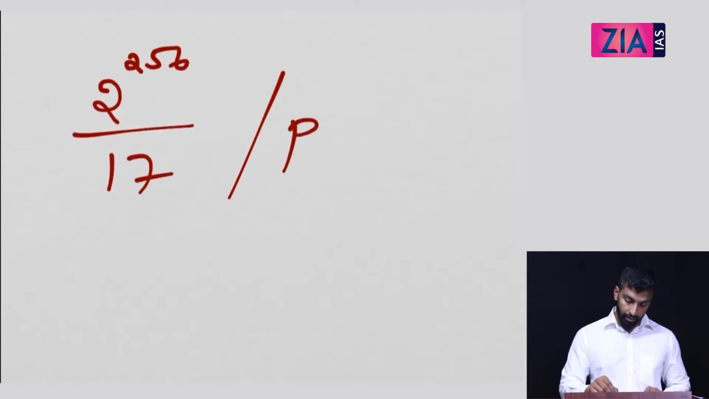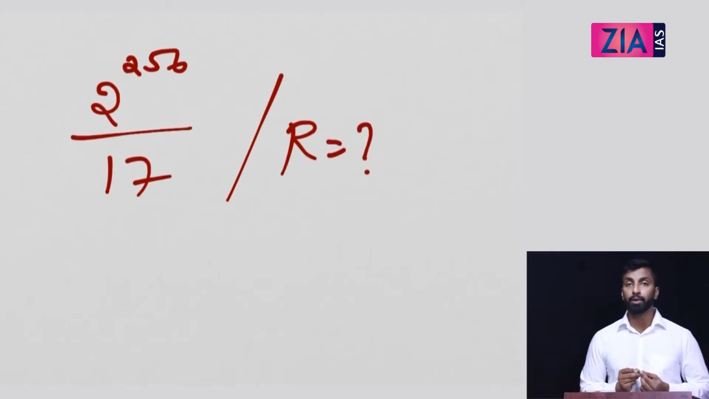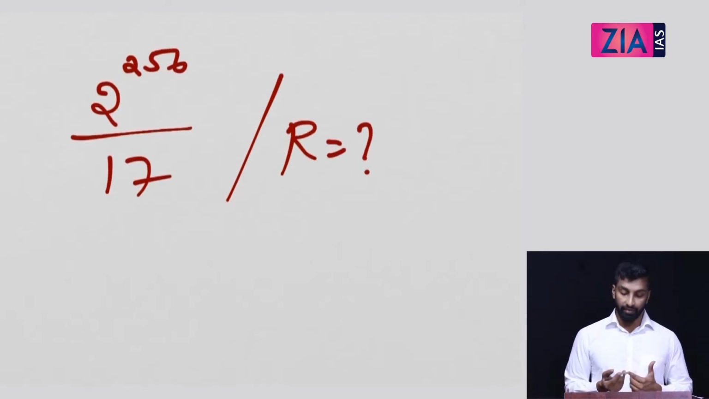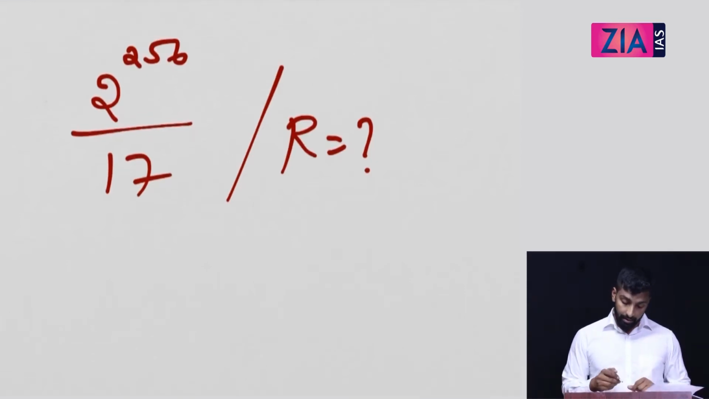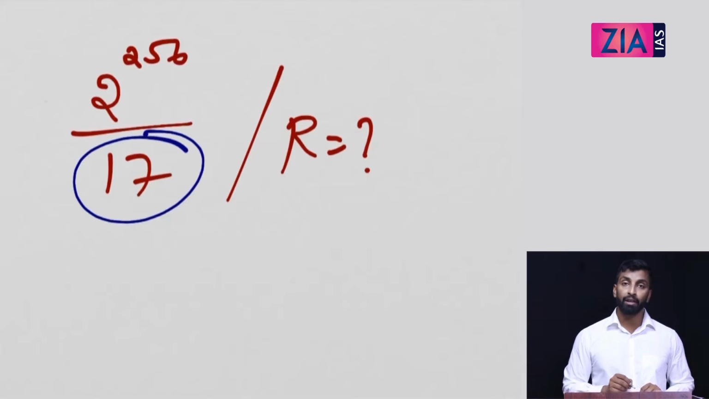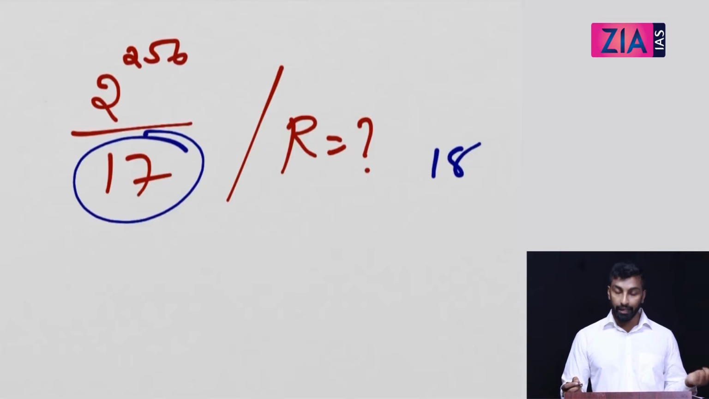Okay, so in this question, 2 raised to 256 divided by 17, and you need to find the remainder. So for 2 raised to n, you will factorize the numerator in such a way that when you divide by the denominator, it leaves +1 or -1 as a remainder. Here the denominator is 17. So to get +1 as a remainder, you should get 18. To get -1 as a remainder, you should get 16.